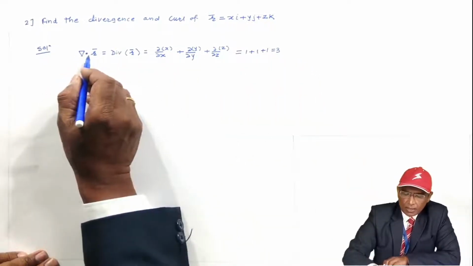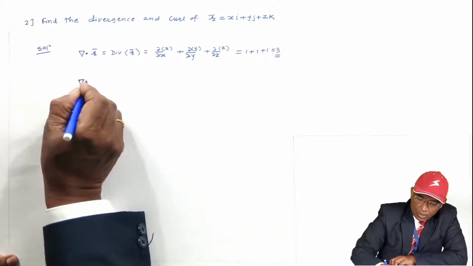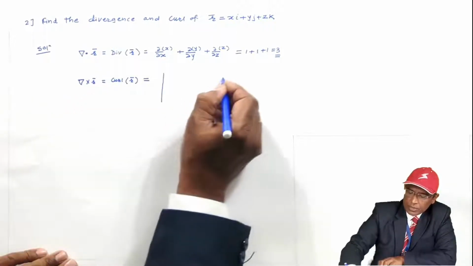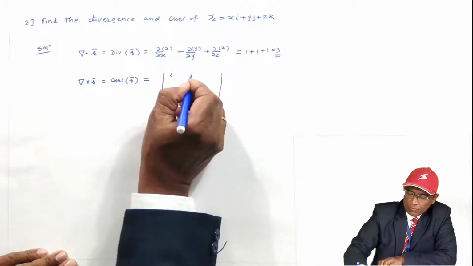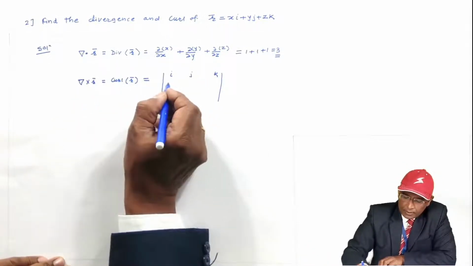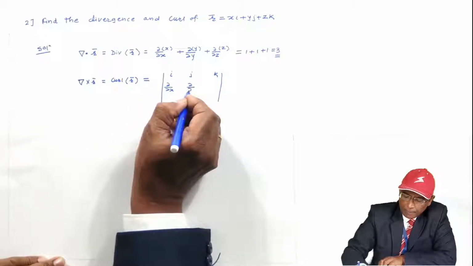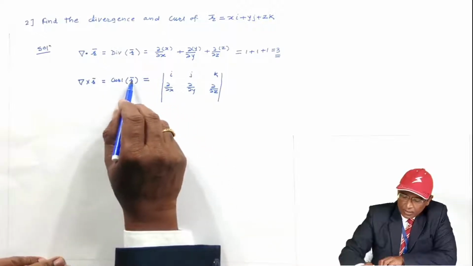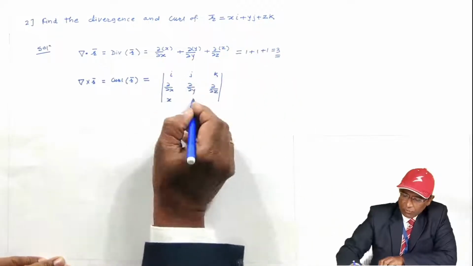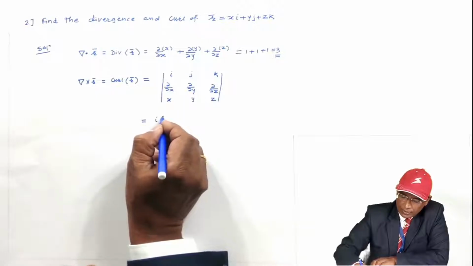Del dot r bar, meaning divergence of r bar, is 3. Now del cross r bar. Del cross r bar means curl of r bar, using a determinant. The i, j, k row is common, the first row is always the same when you are finding curl, and the next row is always the same too. We are finding curl of r bar, so take the coefficients of i, j, k from r bar: x, y and z. Try to solve this determinant.